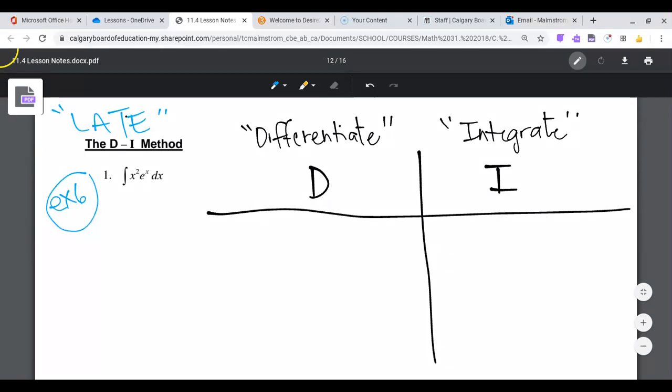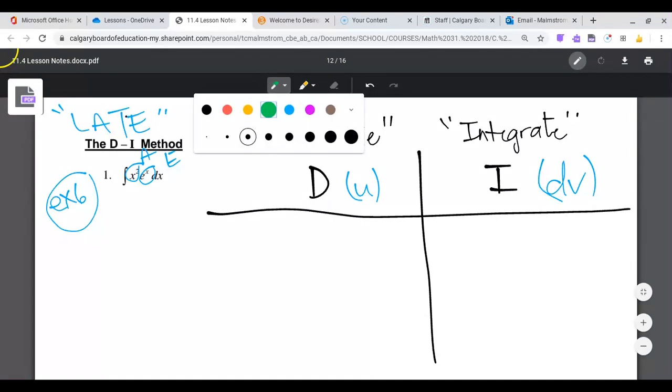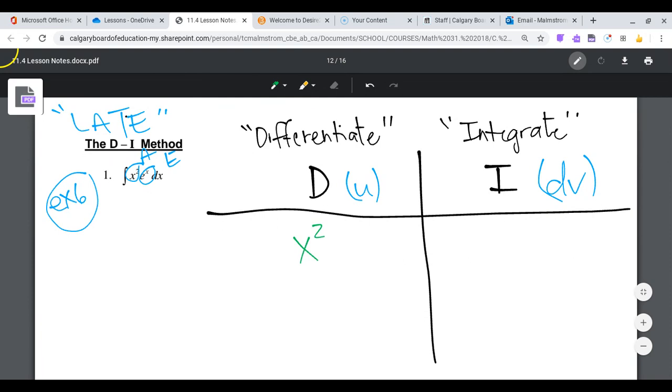Okay, so when I look at this, I have an algebraic and an exponential. So that means that my algebraic, x squared, is going to be first because it comes before e in the word LATE. Okay, so u is x squared and dv is e to the x dx. I don't need to write the dx piece. Okay, so I just need those two parts.